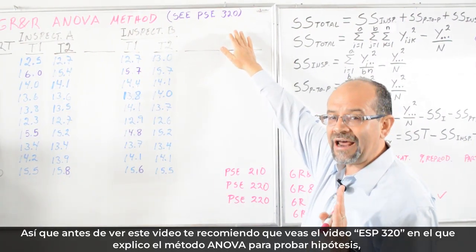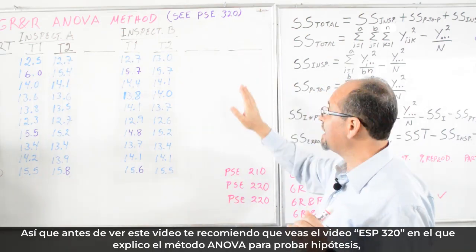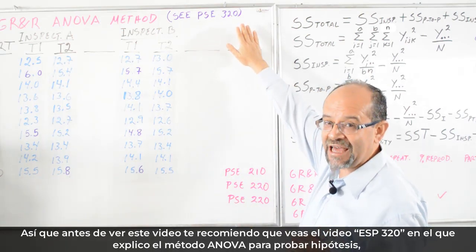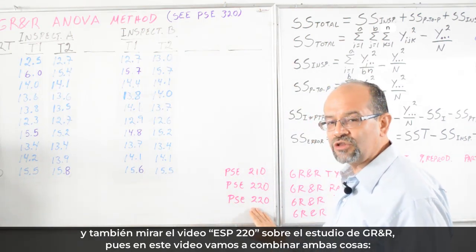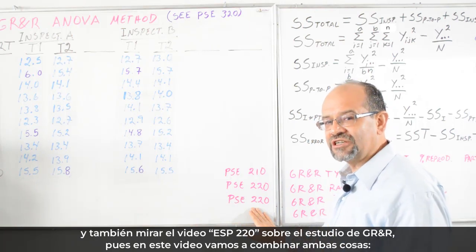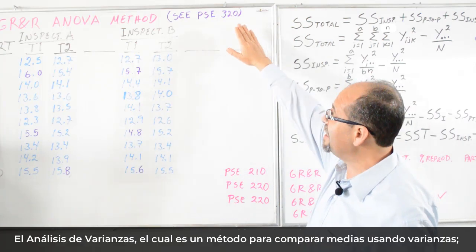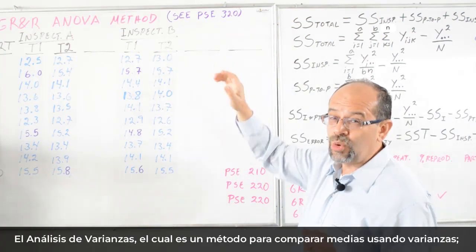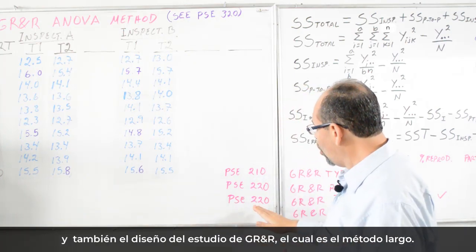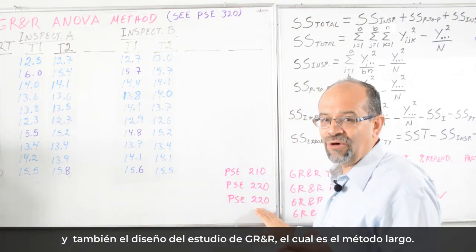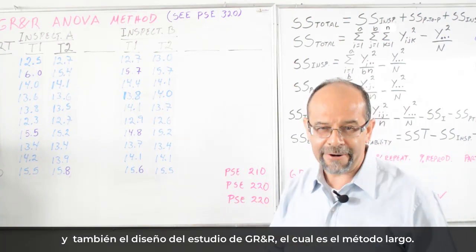So I strongly recommend that you take a look at the video Problem Solving Expert 320 to analyze the ANOVA method, which is a hypothesis test, the analysis of variances, and also take a look at PSE 220, which is the GR&R study. So today we are going to combine both the analysis of variances, which is a method to compare means using variances, and also the design of the study, which is the long method for the GR&R.